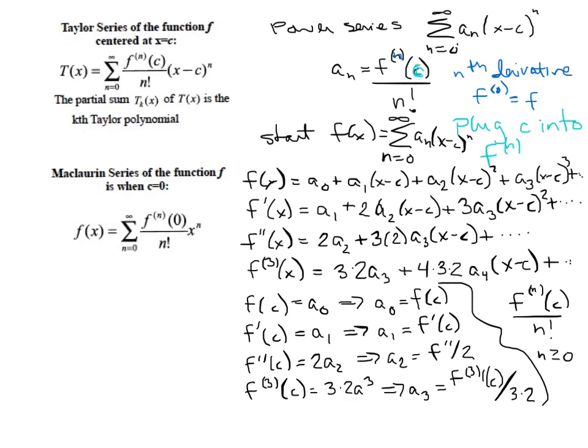Because for this first one, it's the 0th derivative, which is the function, divided by 0 factorial. This one is divided by 0 factorial. This one's divided by 1 factorial. 2 is the same thing as 2 factorial, and 3 times 2 is 3 factorial. So in the denominator, I have 0 factorial, 1 factorial, 2 factorial, 3 factorial, etc. That's n factorial. And then in the top, I've got f evaluated at c, the function at c, f prime of c, f double prime of c, the third derivative at c, the fourth derivative at c, etc. And that would be the nth derivative at c.